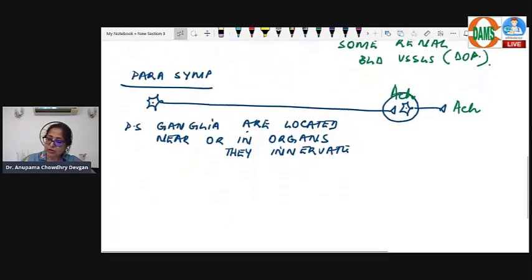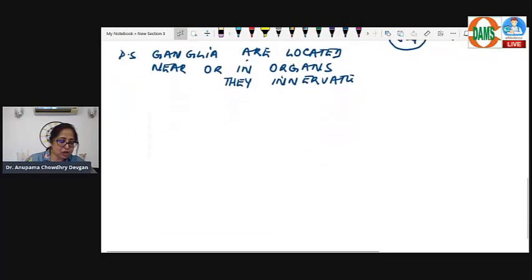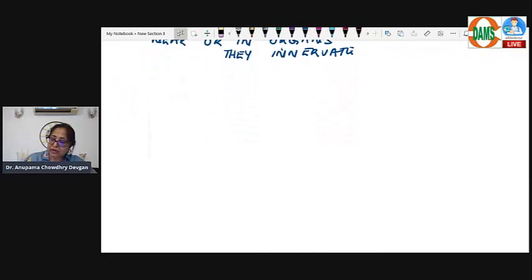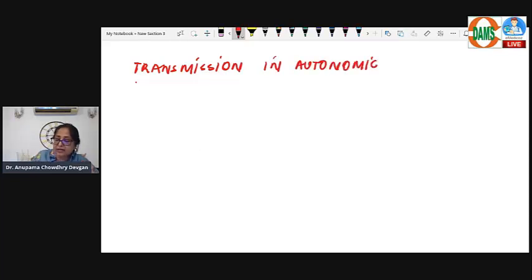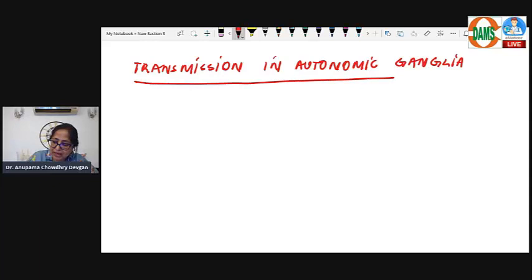Now, the next thing I need to discuss with you is the transmission in autonomic ganglia. This is a recent advance. Normally, up to now, we've done that in the autonomic ganglia the neurotransmitter is acetylcholine. Preganglionic fibers, whether sympathetic or parasympathetic, secrete acetylcholine. So, a little more detail on transmission in autonomic ganglia.